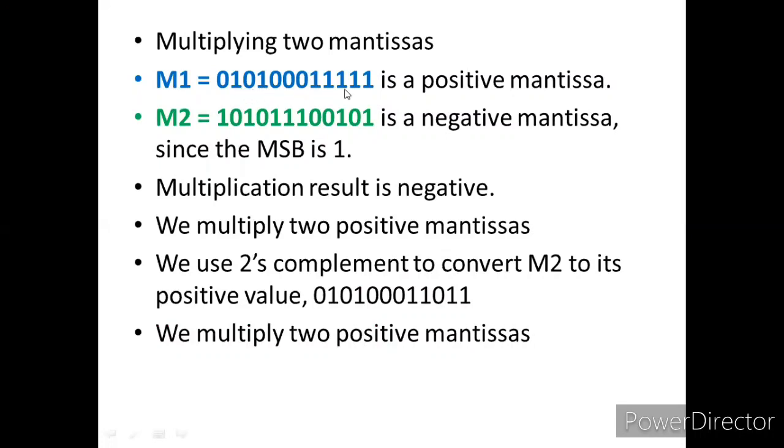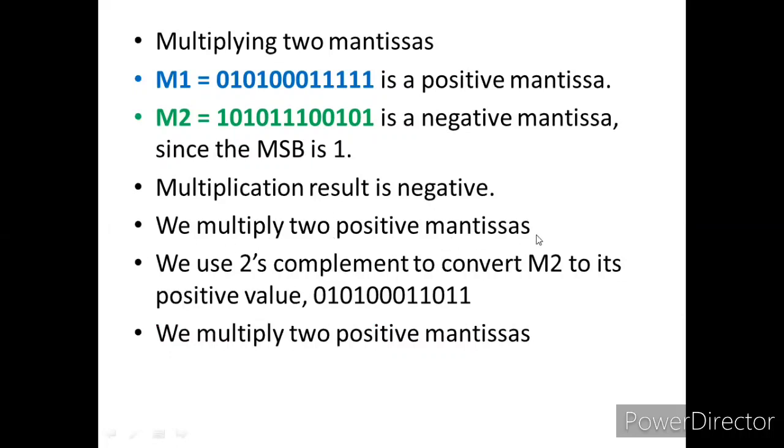0101, 00051 is the positive mantissa, and here, M2 is the negative mantissa. Since one is positive and the other is negative, we know the mathematical rules, so we get the final result as a negative number only. Since the MSB is 1, the result is also 1. So the result is negative there, and the MSB bit will be 1.